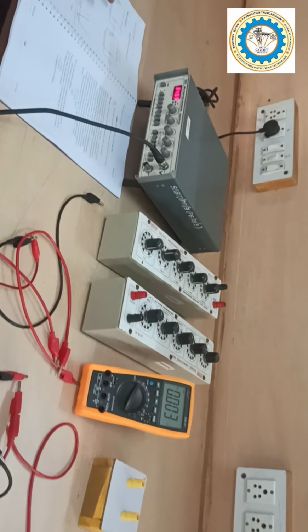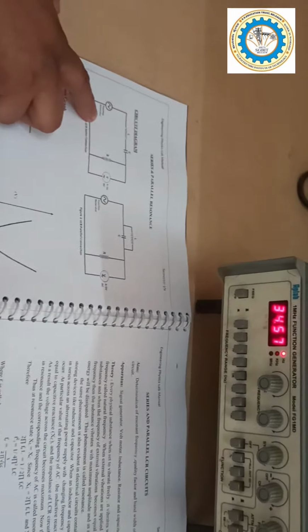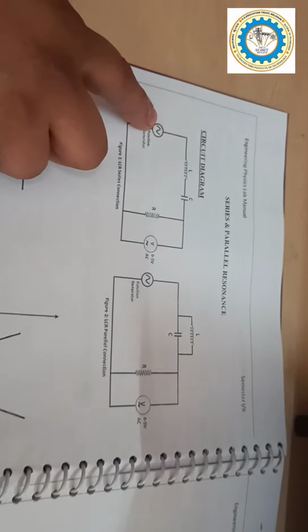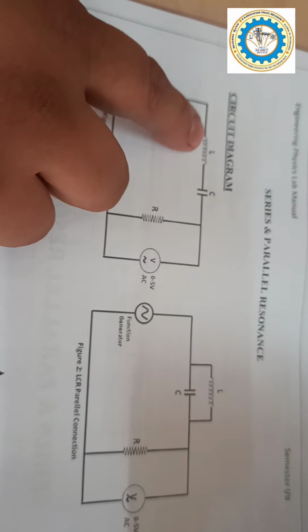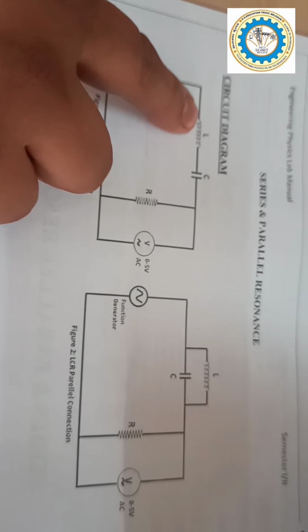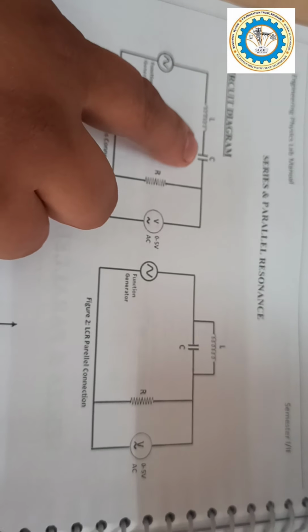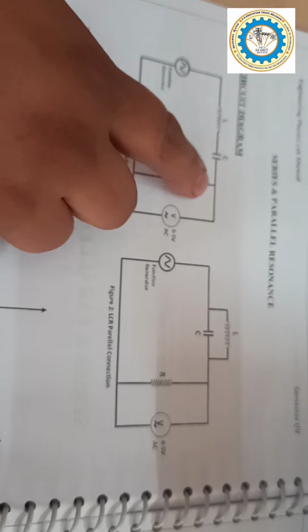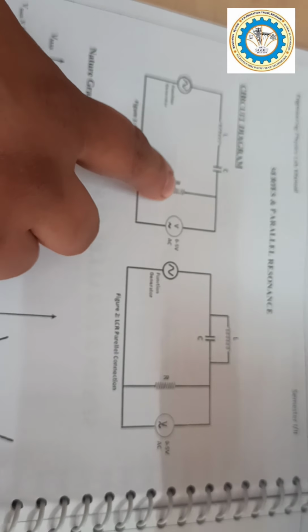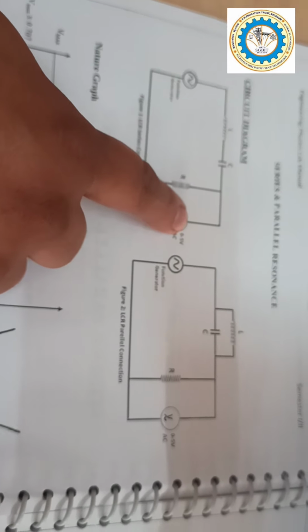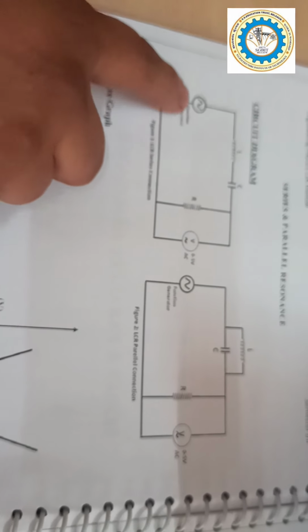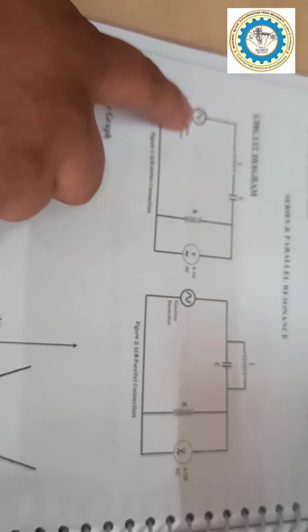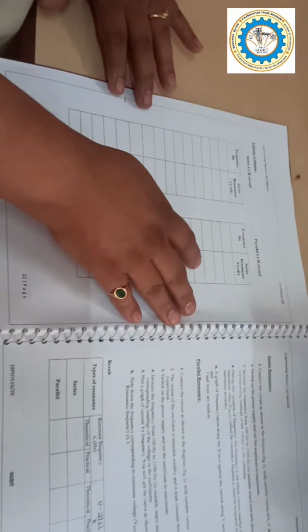Now what is the circuit diagram for the series LCR circuit? Here we can see this is a function generator. One end of this is connected to one end of the inductance, the other end of the inductance to the capacitance, the other end of the capacitance to one end of the resistance. From there it will go to one end of the voltmeter. The other end of the voltmeter and the resistance will be connected to the AFO. So this is the circuit connection.